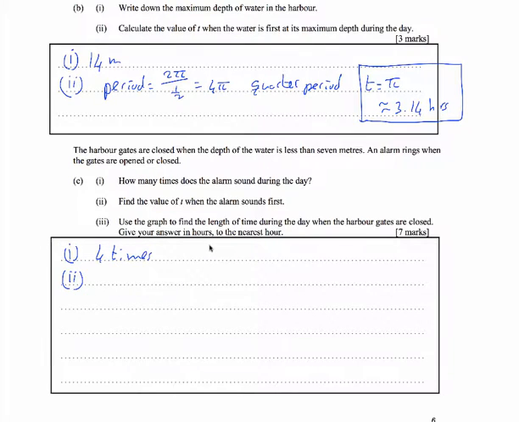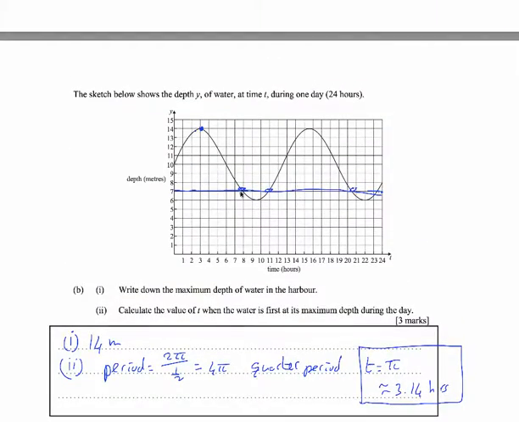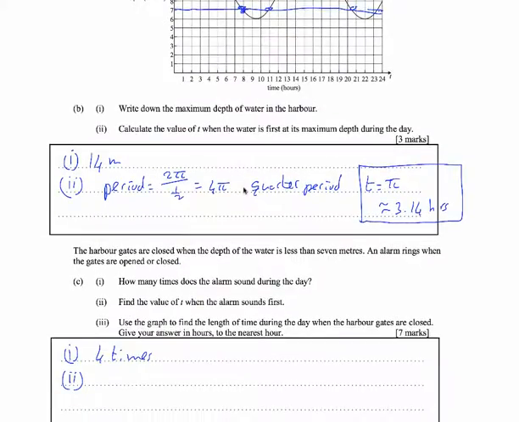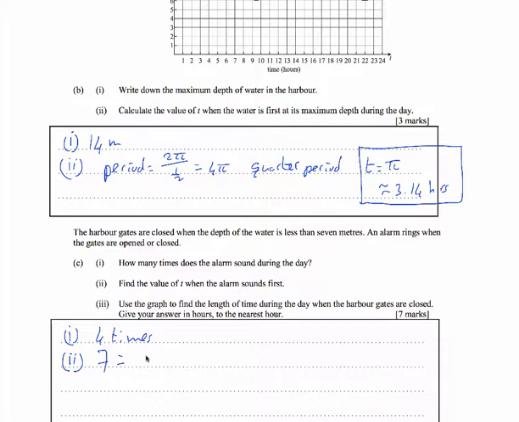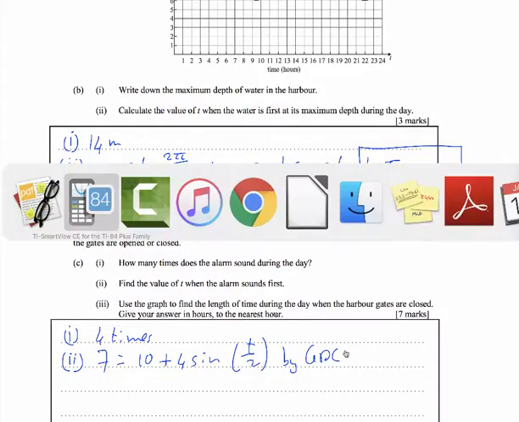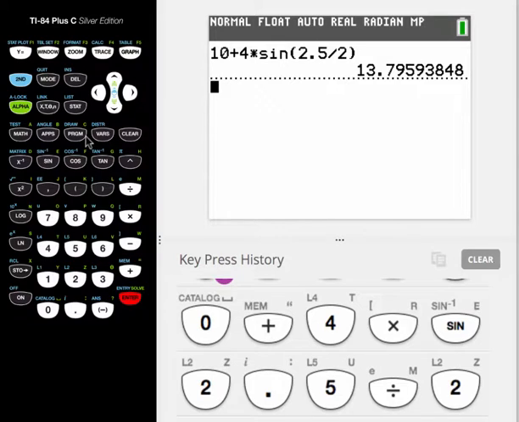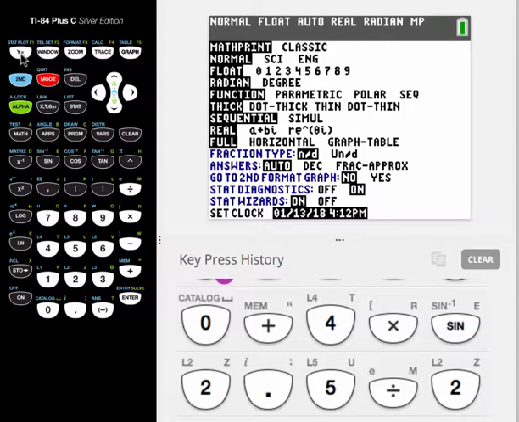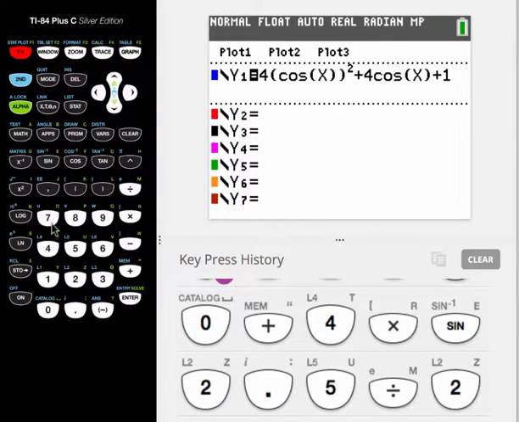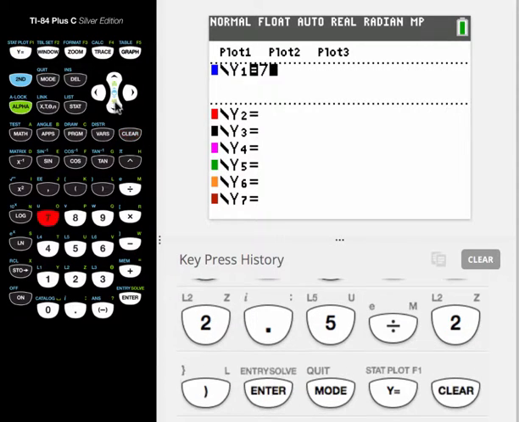Find the value of t when the alarm sounds first. So that's over there, right? All right. So it is 7 meters high, and I need to find t for this. Okay, so this is ugly. I'm definitely going to use my GDC. I'm going to use the graph, of course. Mode. Let's do the mode first this time. I'm in radians, so that's good. All right. So clear.